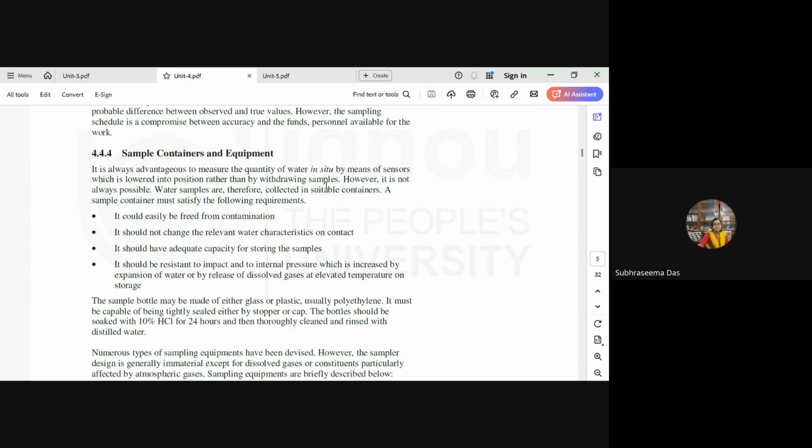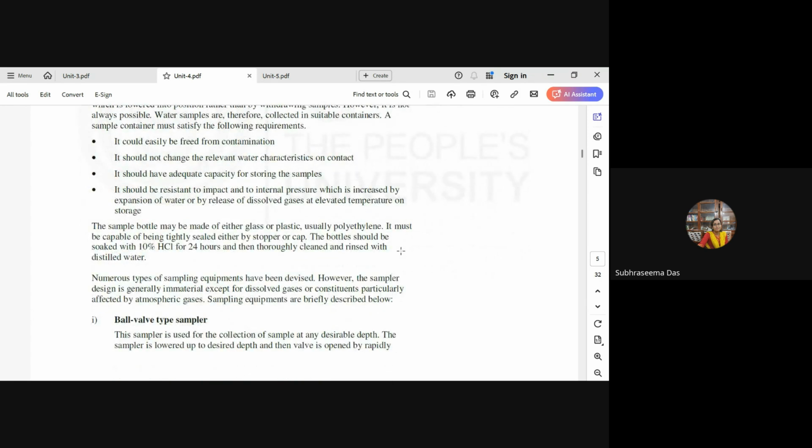Then coming to the sample containers and the equipment. To measure the quality and quantity of water, sensors can be lowered into position. In most cases this is advisable, however we cannot always do this. That is why specific containers for water samples have been deployed. A water sample container must be free from contamination. It should not change the water characteristics. It should have adequate capacity for storing the sample, and it should be resistant to external factors such as pressure and temperature, so that the composition of the water does not change. In most cases, the water sampling bottle is made of polyurethane. They are soaked with 10% HCl for 24 hours and then cleaned properly with distilled water. This is one of the most commonly used polyurethane plastic bottles.